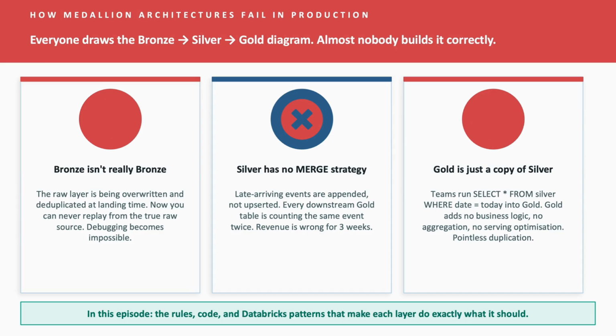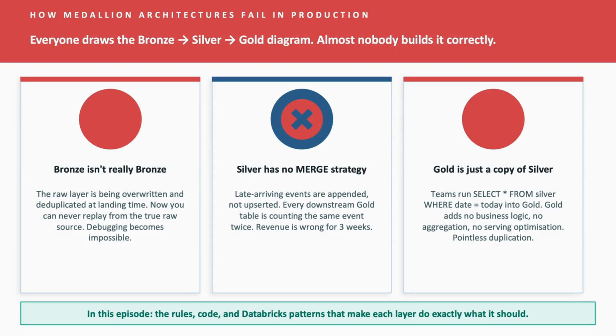We have the three failure patterns I have seen in real architectures. First of all, we have the bronze, which is not really bronze. The raw layer is being deduplicated and cleaned at landing time. It looks cleaner, it feels better, but you just destroyed your ability to replay from the true raw source. When you have a bug in the deduplication logic, you have no ground truth to replay from. The whole point of bronze is to preserve exactly what arrived. The moment you modify it, it stops being bronze.